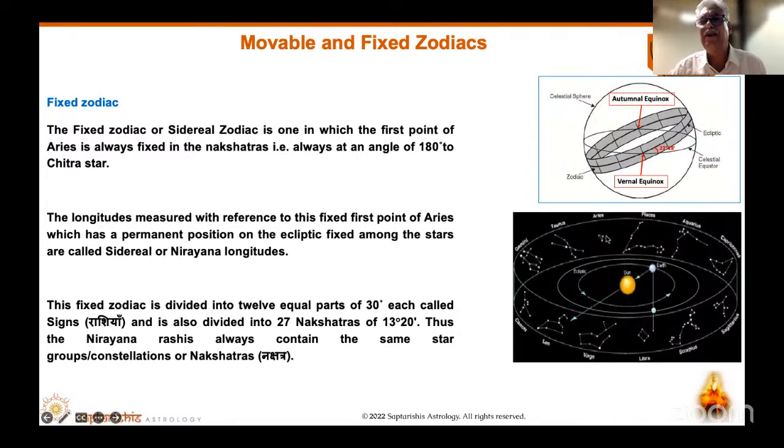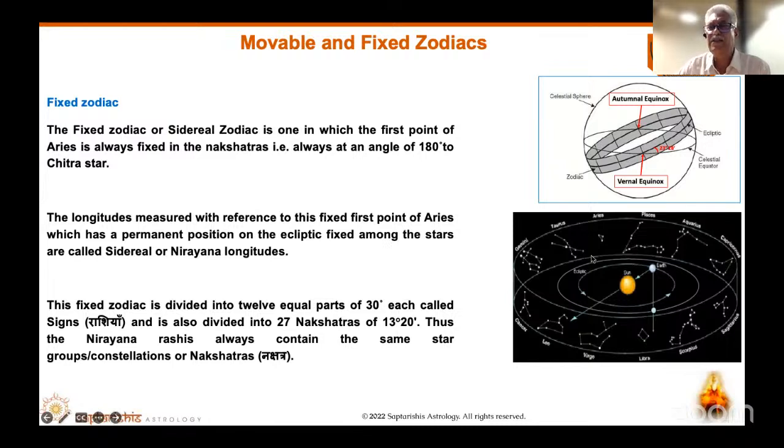So for us, our Nirayana system or our sidereal zodiac, what we call the fixed zodiac, this is called the Nirayana system of taking longitudes. This is considered as the starting point of the zodiac. From here, 30 degrees will be Aries, then the next 30 degrees will be Taurus, like this. So this is the fixed point, our fixed zodiac. We consider it the starting point in India, in our Vedic system.